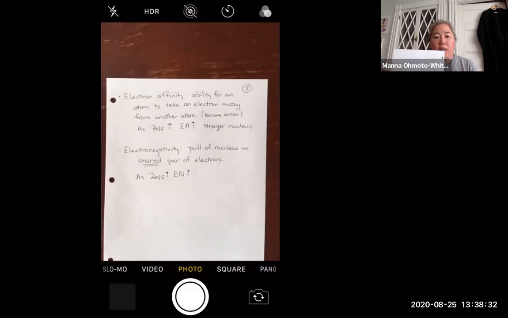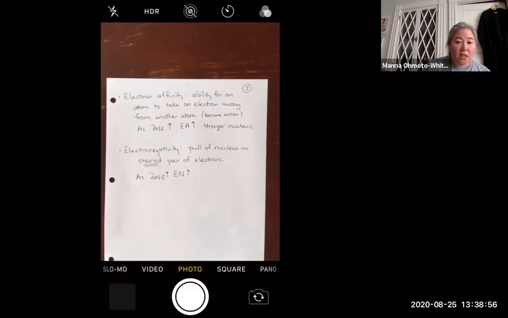This fourth one, electron affinity, is something that only honors students need to understand. So the electron affinity is the ability for an atom to take an electron away from another atom, or a mole of electrons from another mole of atoms, to become an anion. So as the Z-effective increases, the electron affinity increases because it has a stronger nucleus.